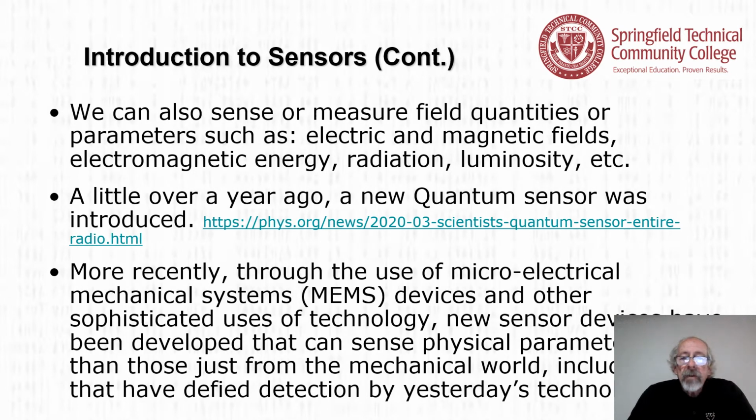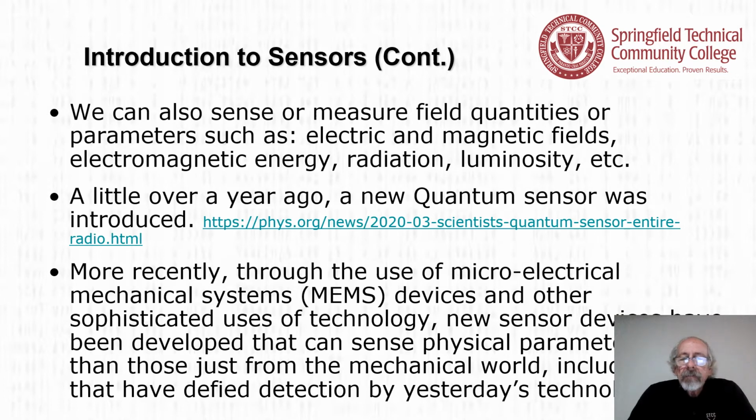We can also sense or measure field quantities or parameters such as electric and magnetic fields, electromagnetic energy, radiation, luminosity, and so forth. A little over a year ago, a new quantum sensor was introduced. I put a link in here to it, and it's a quantum sensor that can sense the entire radio spectrum.